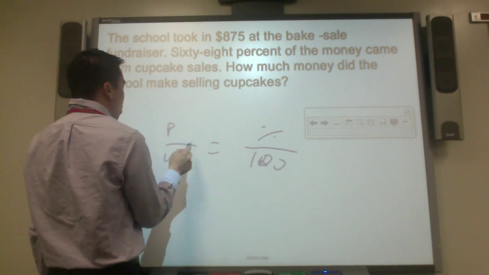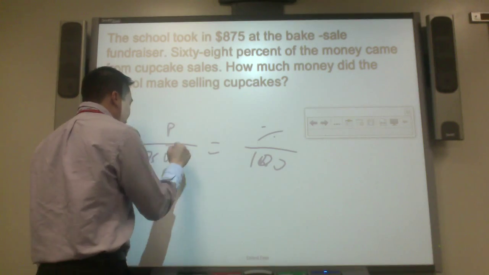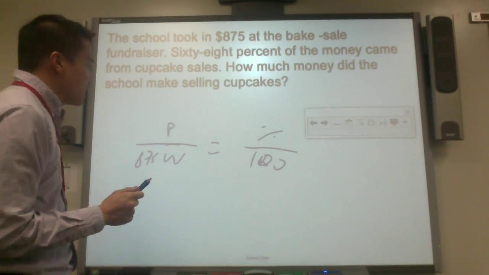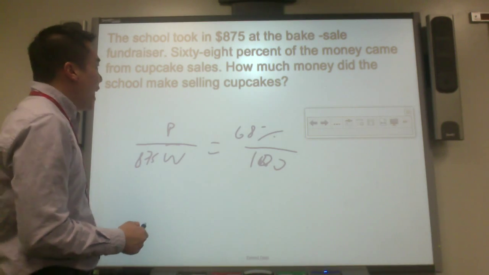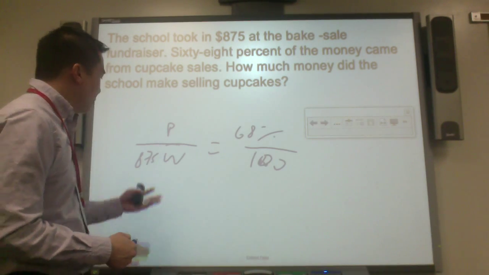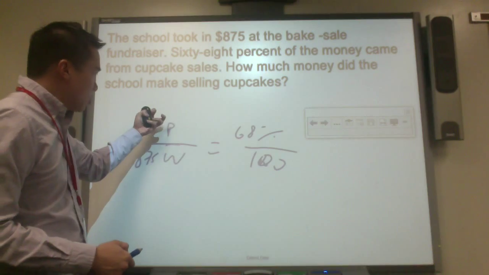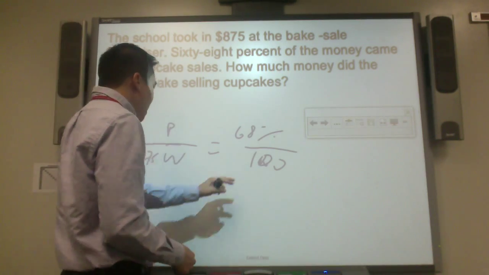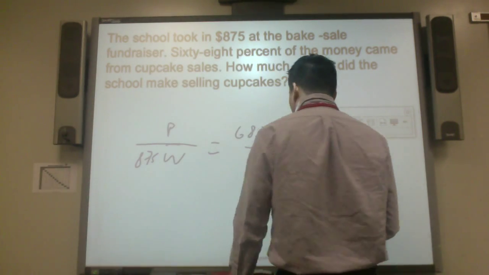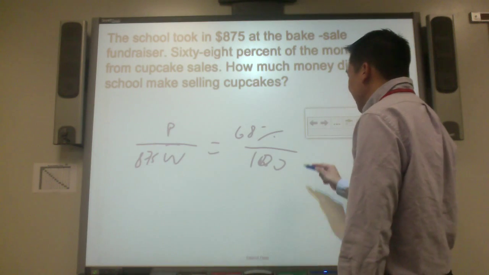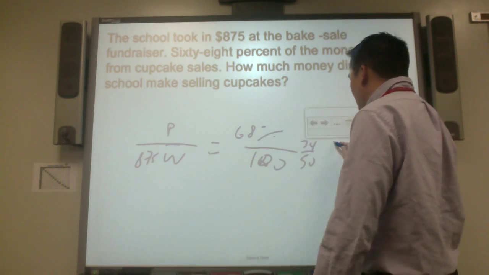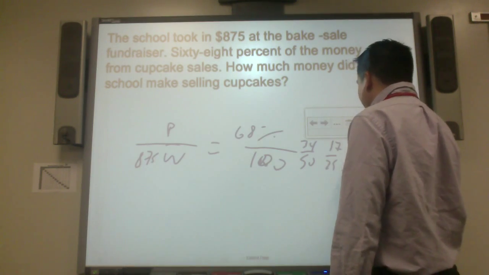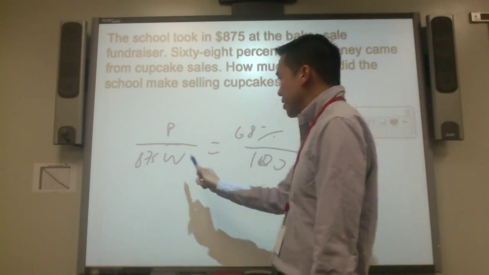So we know that they collected the entire whole amount of $875. 68% of the $875 came from cupcake sales. So we need to find what part. So can 100 be built up to 875? No. I can simplify it to 34 over 50. Can 50 be built up? No. 17/25.